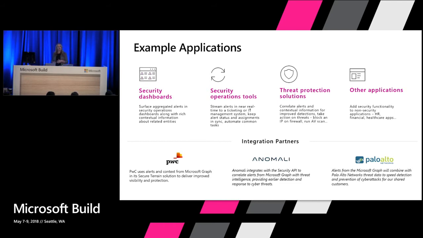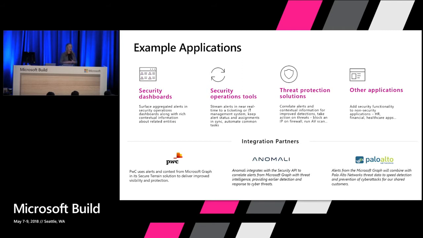Another integration partner is Anomaly. Anomaly is a threat intelligence vendor, and they are integrating alerts via the security graph and enriching them, correlating and enriching them with their own threat intelligence data to inform investigation. And then finally, working with Palo Alto, who's combining their own threat data, so insights from their threat intelligence service and from firewall logs, with alerts that it's pulling in from other Microsoft technologies.